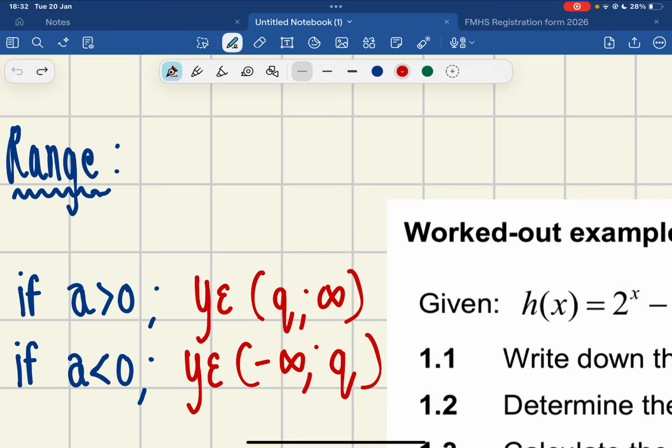In this case, we do not include it because q is an asymptote. That's why you might ask me, why aren't we including q? We're not including q in this case for the range because q is an asymptote.